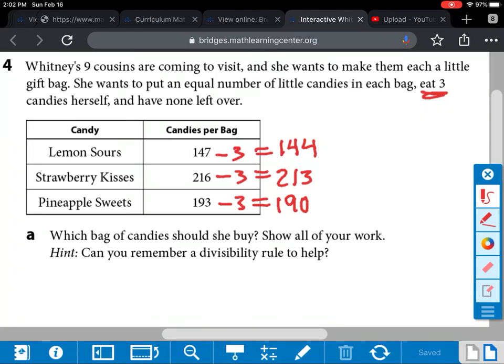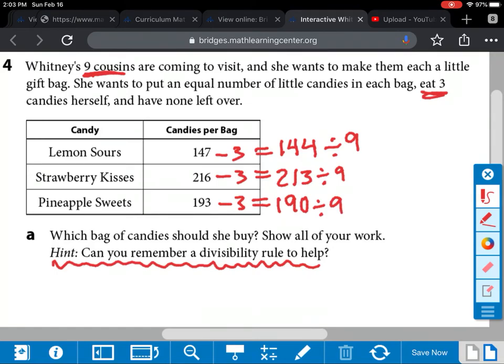Okay, so now the second sentence in part A says, can you remember a divisibility rule to help? So if we're thinking, okay, Whitney is making gift bags for her 9 cousins, we're splitting up our remaining candy among 9 people. So we're doing 144 divided by 9, 213 divided by 9, and 190 divided by 9. And she wants to have none left over. That means no remainder.